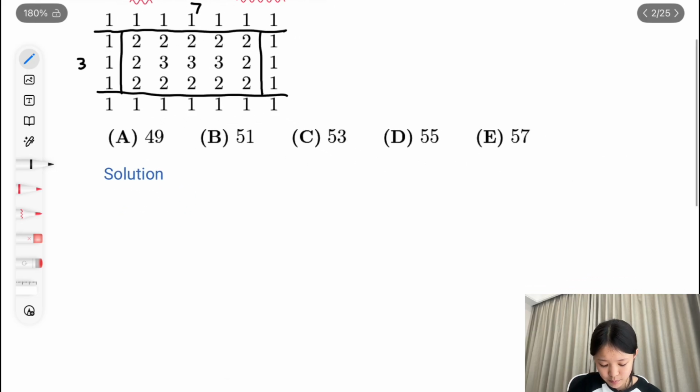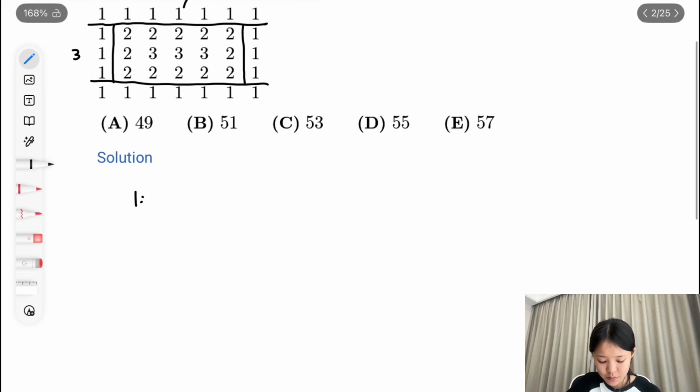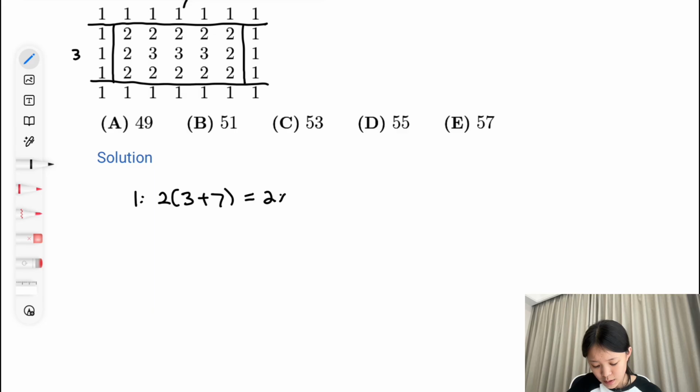If we count how many of each number there are, and then multiply by the value of that number, we can come down to the sum of all the numbers. So let's start with 1. We have 2 times 3 plus 7, and you can see this as a perimeter calculation, which is 2 times 10 equals 20 1's.